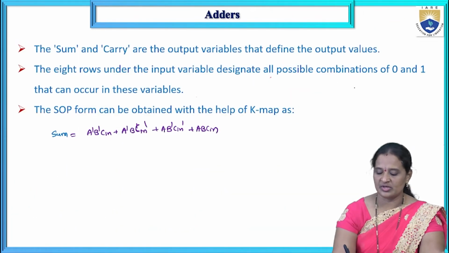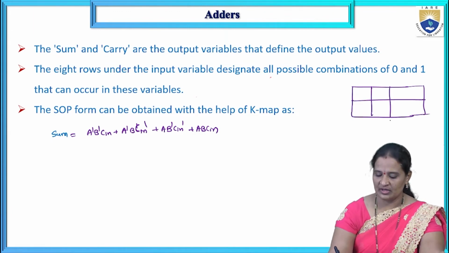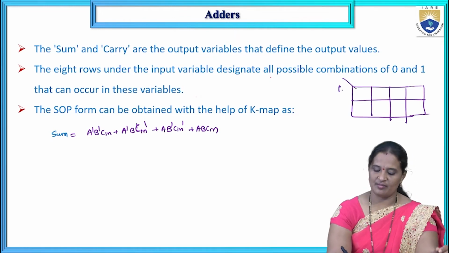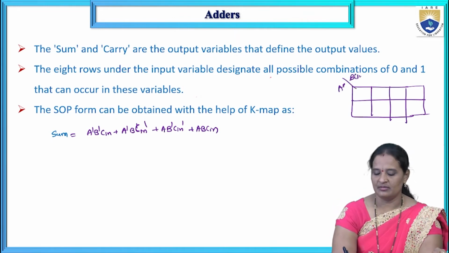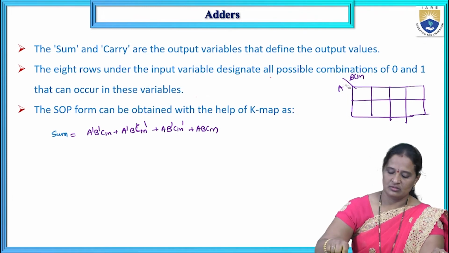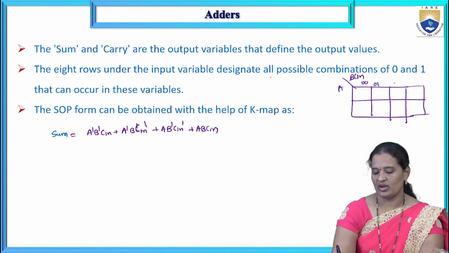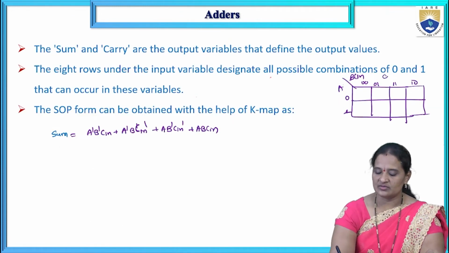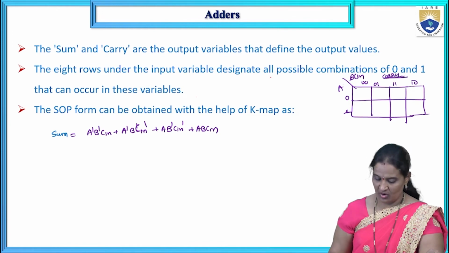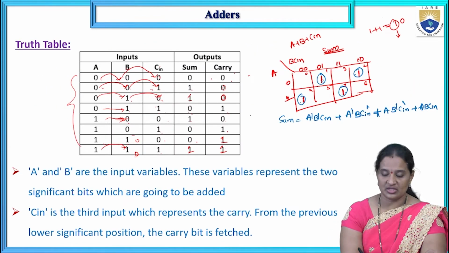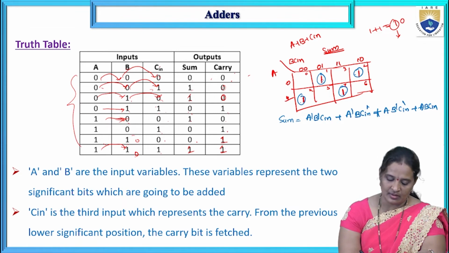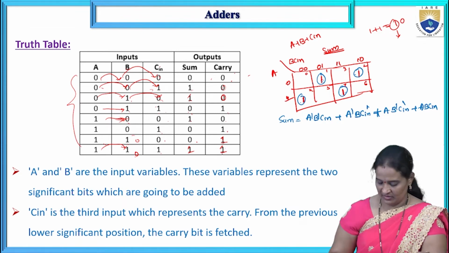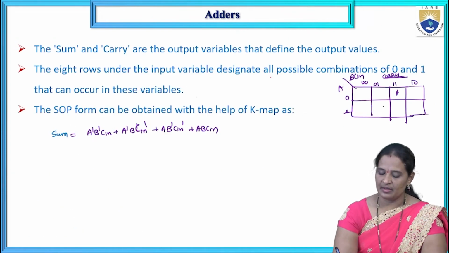Now I want to derive the expression for carry. So for carry, again I have to use a 3 variable K-map. So the 3 variable K-map is A, B, C in, with 0, 0, 0, 1, 1, 1, 1, 0 and 0, 1. So this is for the carry output. Now let us see for which combinations the carry output is 1. This is 3, 5, 6, 7. So this is 3, this is 5, 6, 7, right?